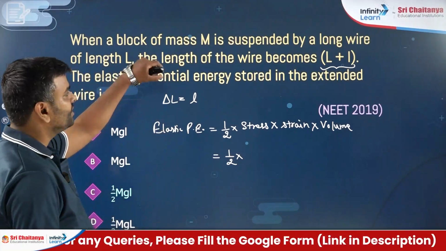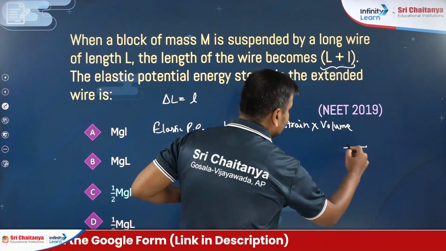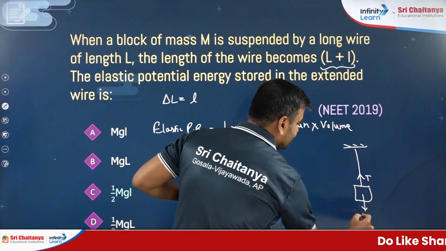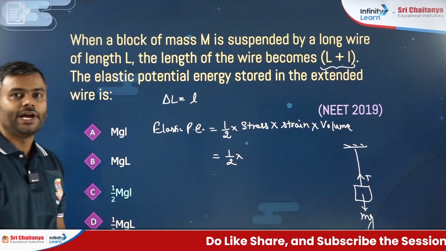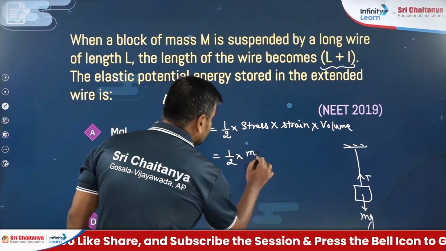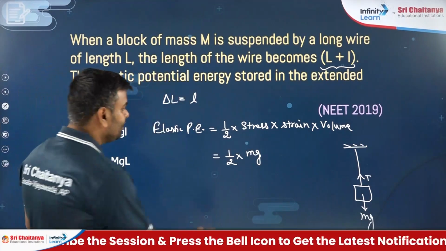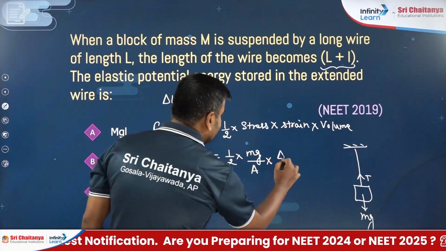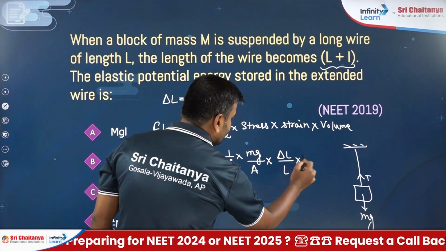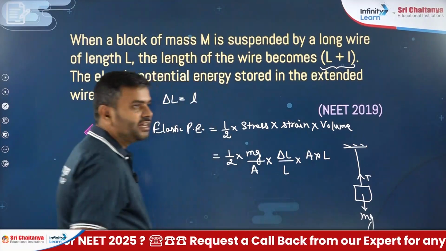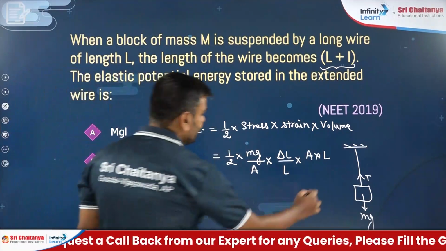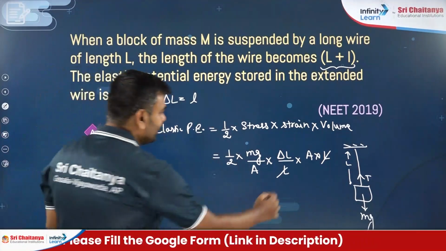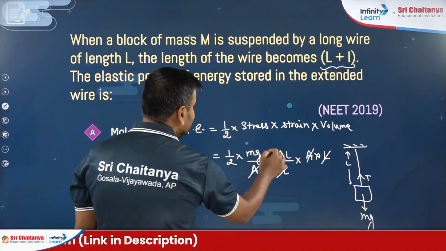There is a block which is suspended with a long wire. So the tension will generate a stress, and the force will be equal to mg. So we can write the stress value as mg divided by area, into strain. Strain is delta L by L, and volume is A into L, the area of cross section into the length of that wire. So L we can cancel and area also we can cancel, and delta L we know is l.